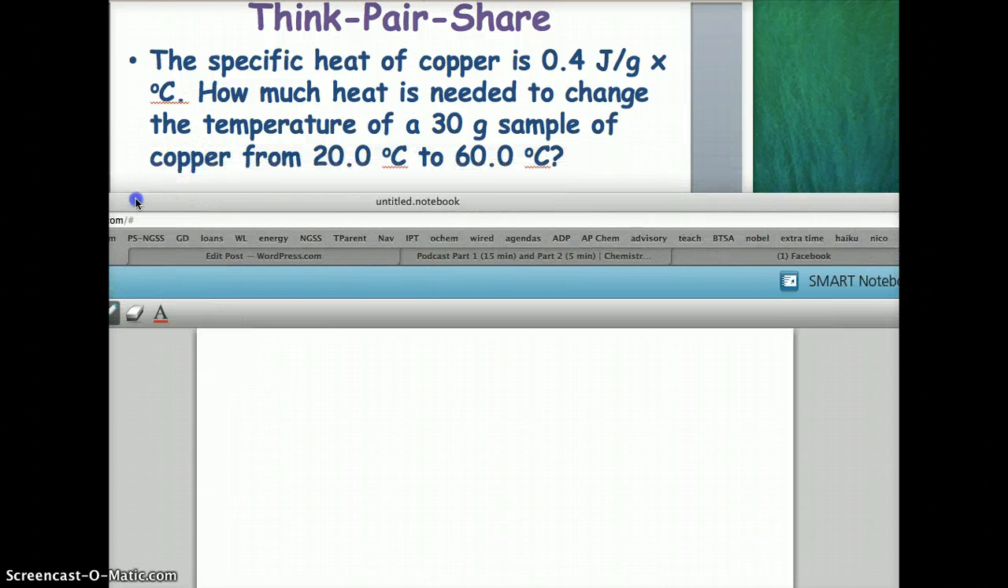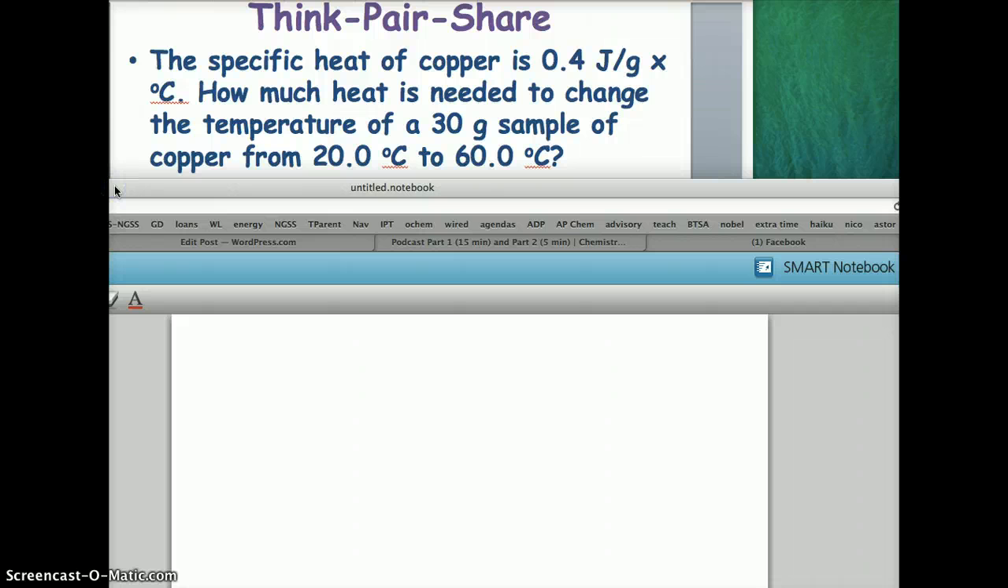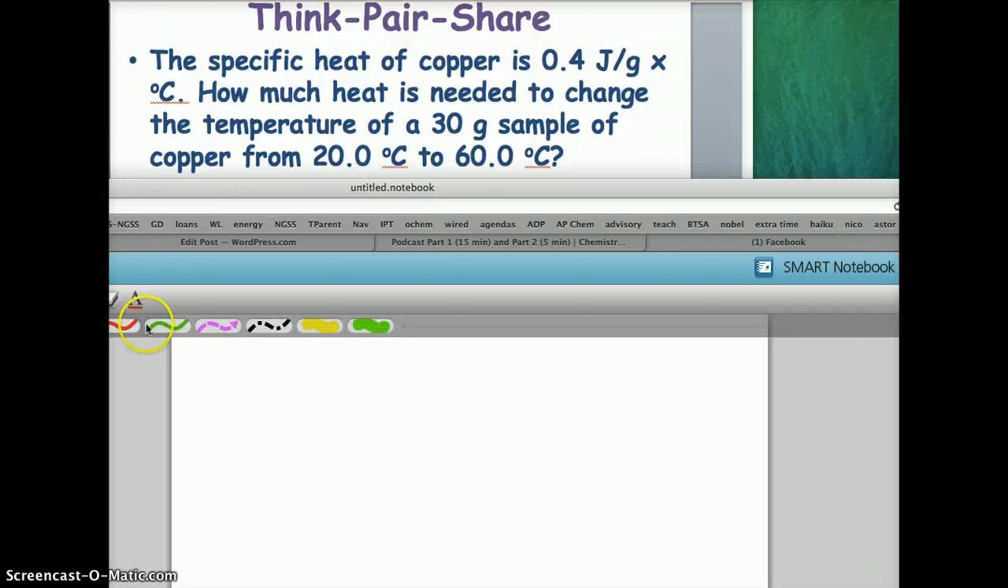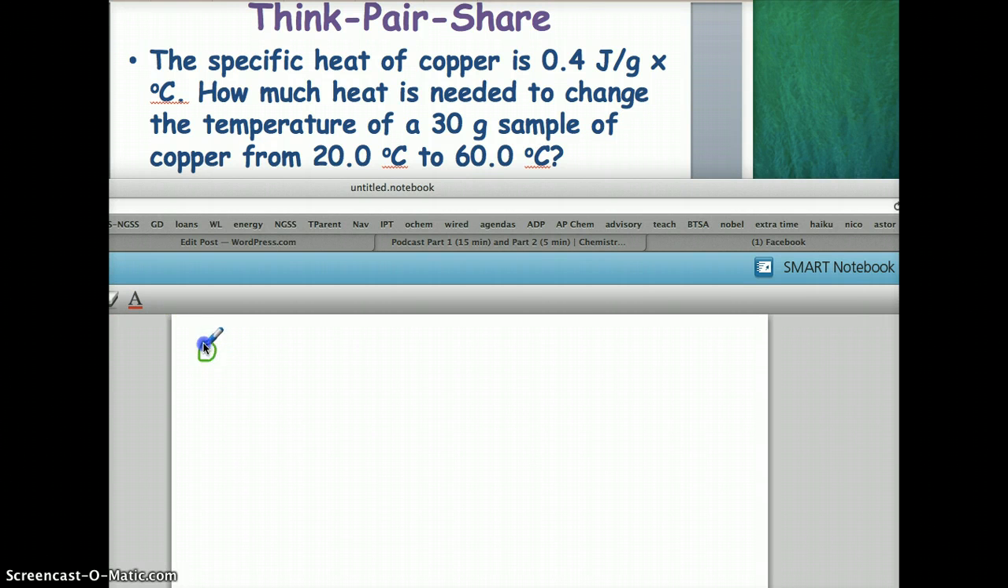There we go. Okay. And then our pen. Let's change it to green. Let's change it up. Okay. So our formula is going to be the same one: Q equals mc delta T. Q is what we're looking for. It says how much heat, so that's Q.